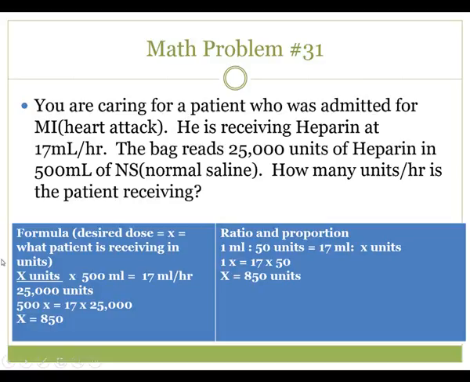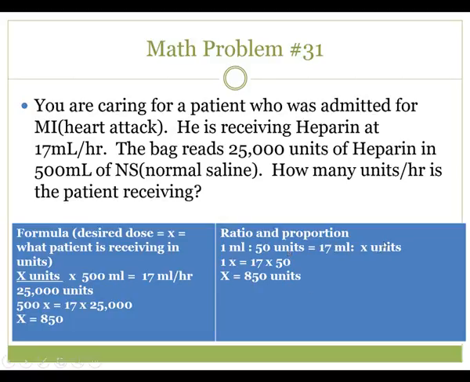Once again, I don't like having to flip-flop that formula around like that. I prefer to do ratio and proportion in these situations, where if 1 mil is 50 units, which is what this bag is, 25,000 units in 500 milliliters. I just divided my 500 into my 25,000 to come up with 50 units per mil. The concentration is 50 units per mil. You can see that, so 1 mil is 50 units, so 17 mils is X units.